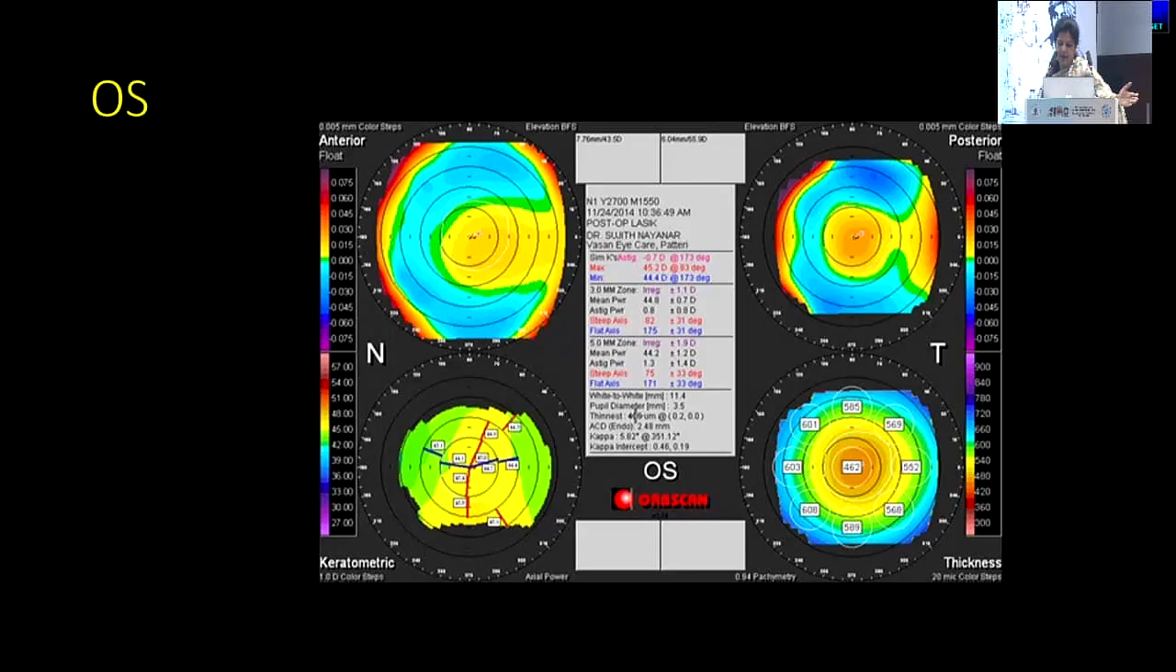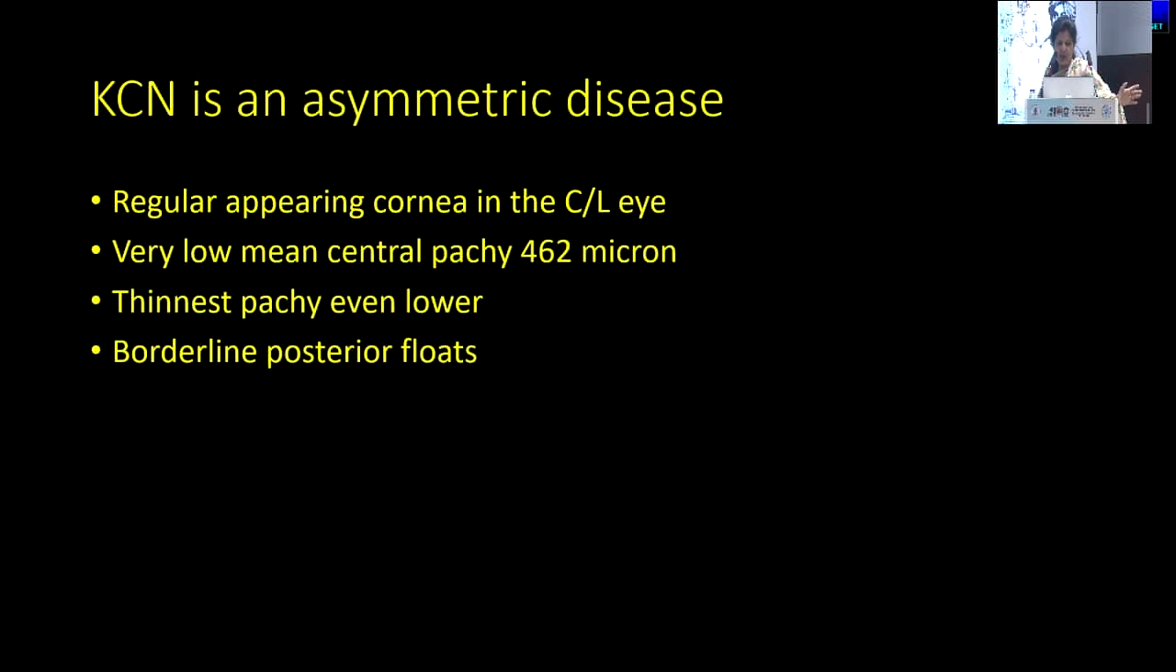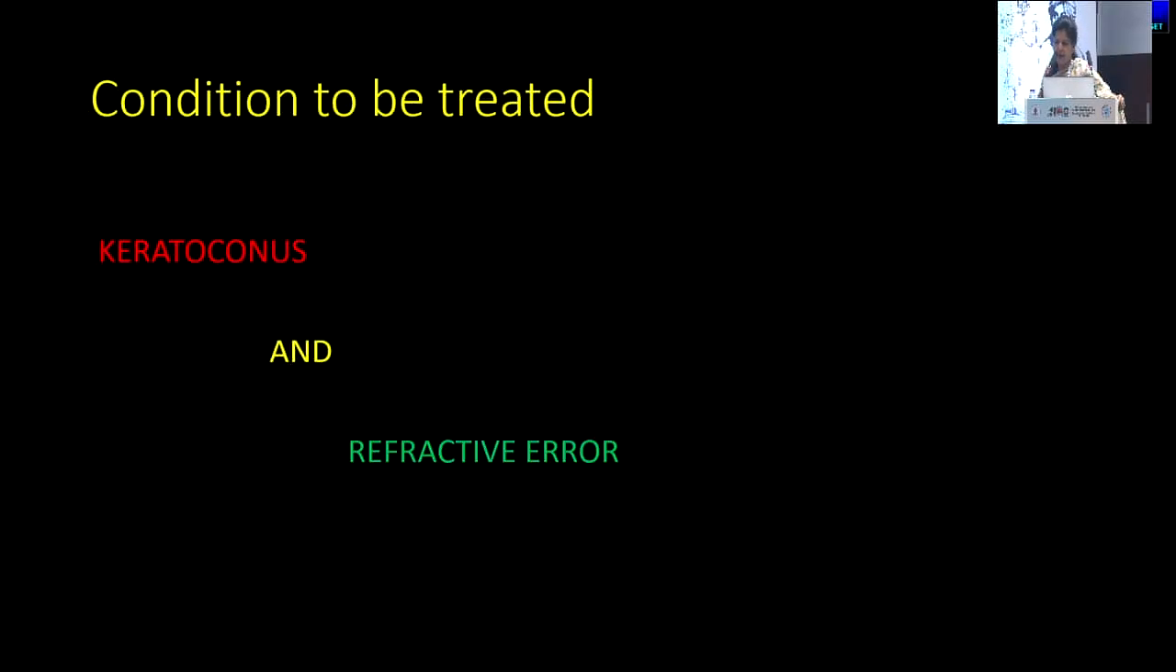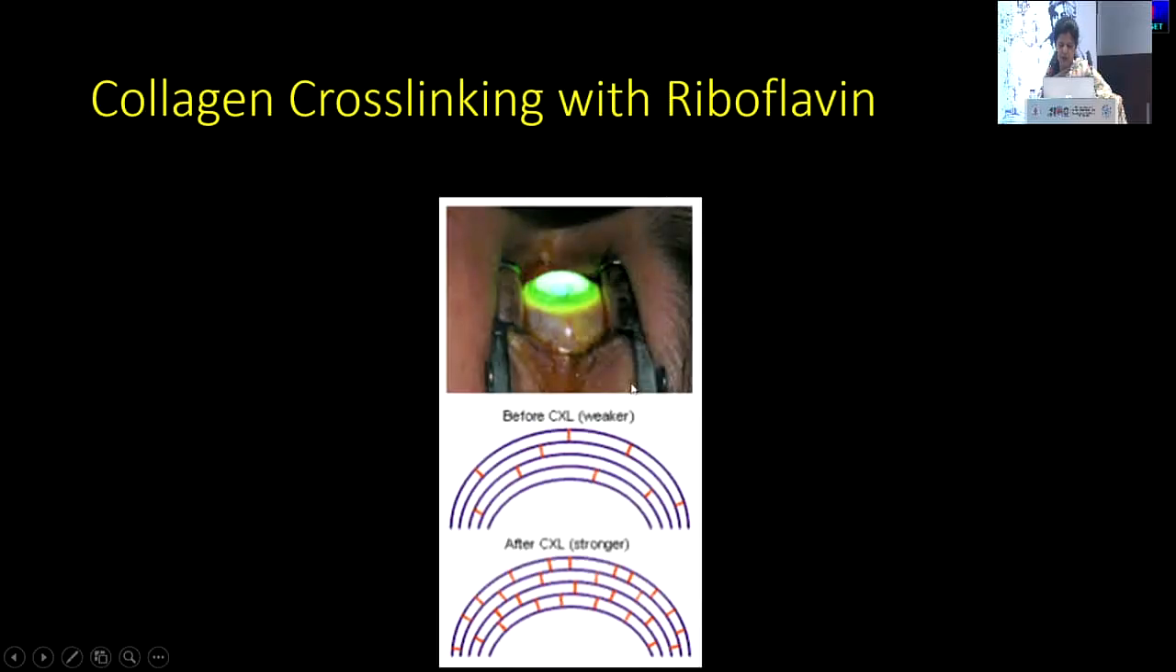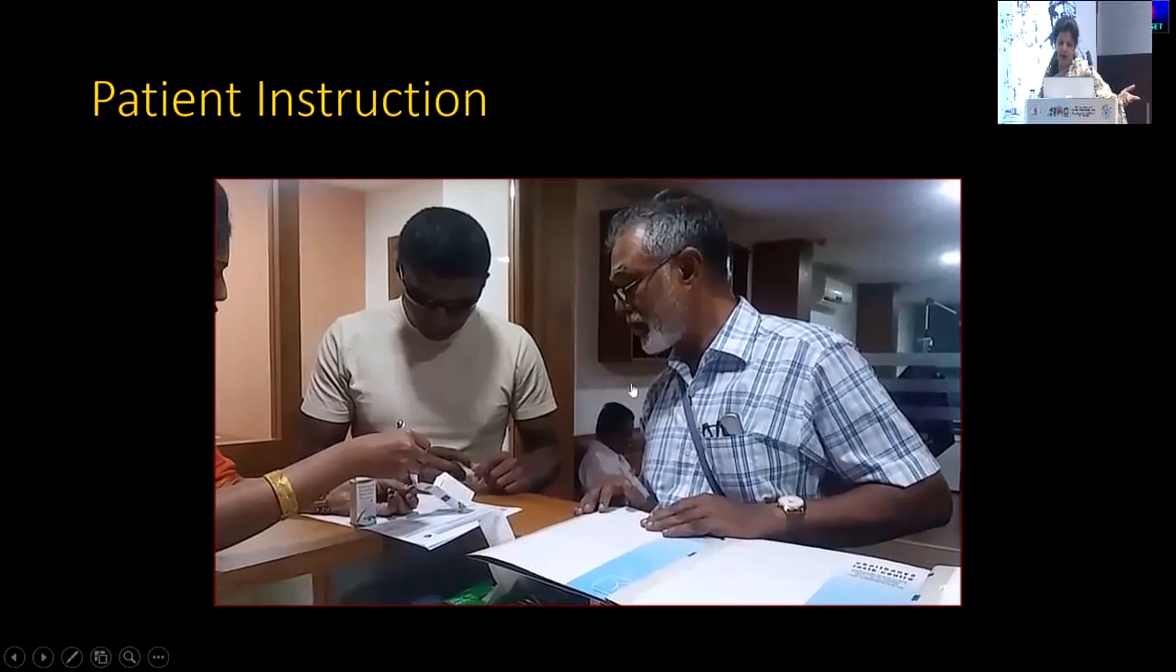And then if you look at the other eye, you can see that it looks pretty normal. Everything is within the normal range, and that's when you realize that keratoconus is an asymmetric disease. Even if you have a completely normal topo in one eye, you have to think of the presence of forme fruste keratoconus in the other eye, and that patient better be avoided. So the condition that needs to be treated here is keratoconus and not refractive error. So you go in for a format like C3R before you go in for maybe another procedure like a phakic intraocular lens.